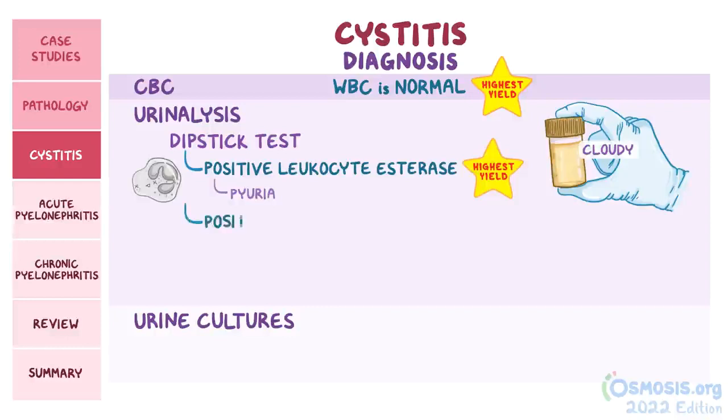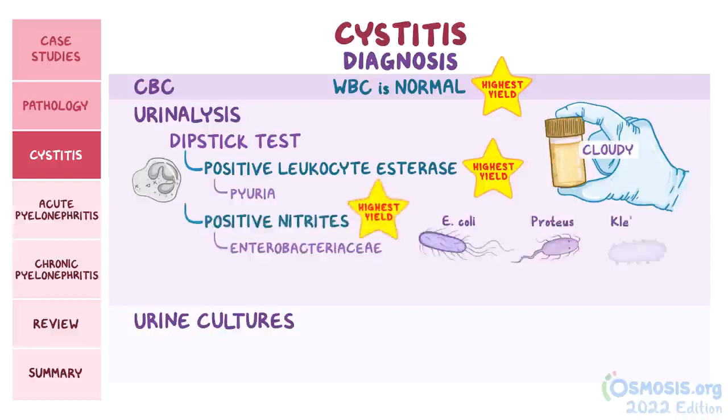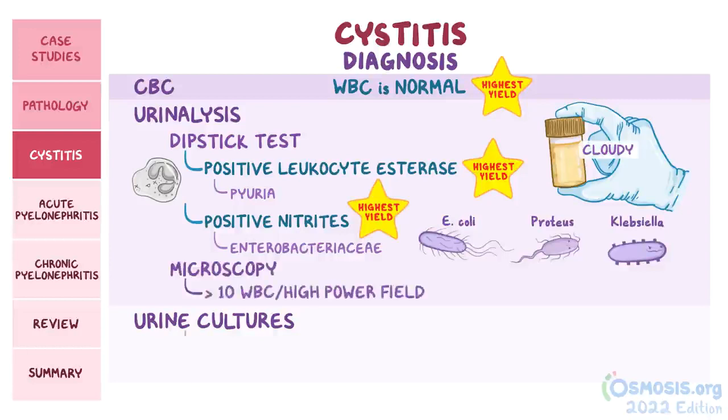Dipstick also shows positive nitrites, and this is caused by Enterobacteriaceae, like E. coli, Proteus, and Klebsiella, converting normal urine nitrates into nitrites. On microscopy, there are more than 10 white blood cells per high-power field. The best way to identify the organism for treatment is to do a urine culture.